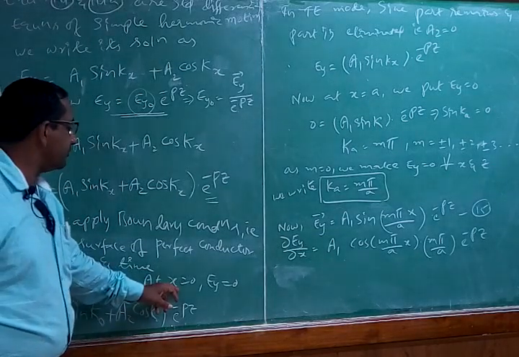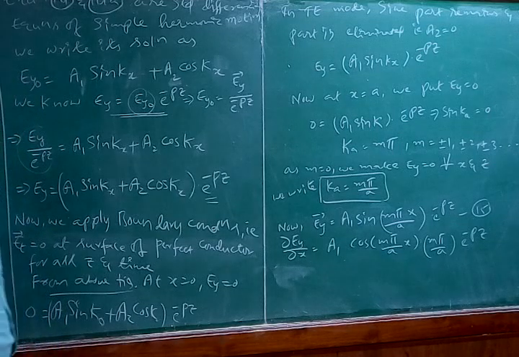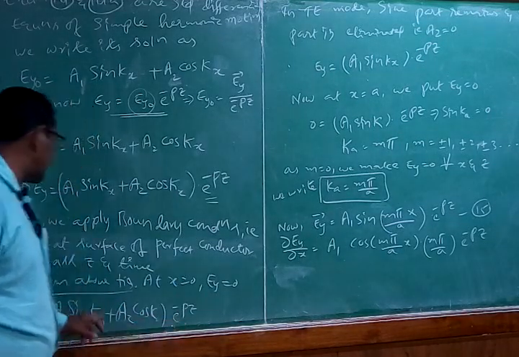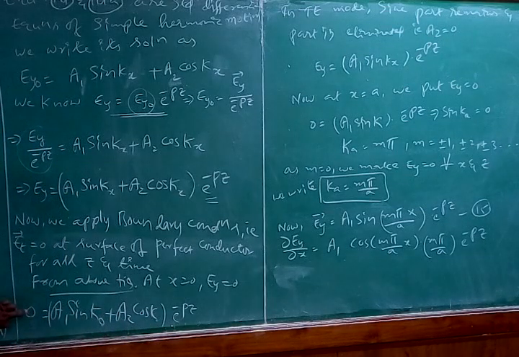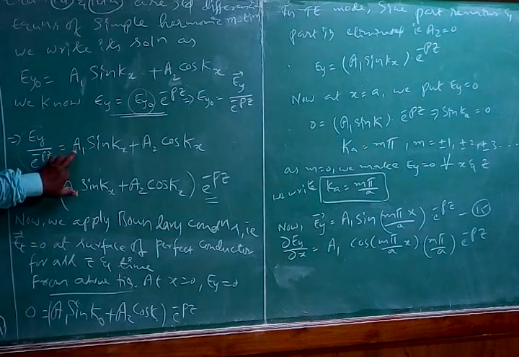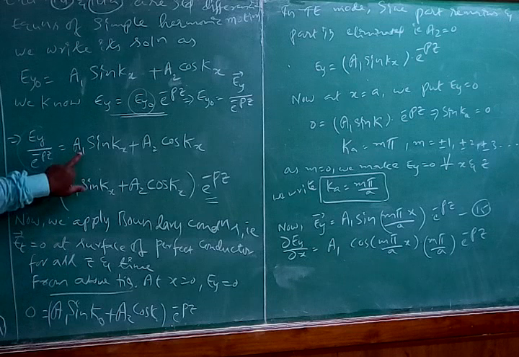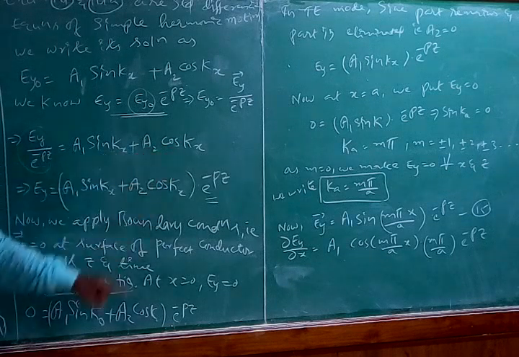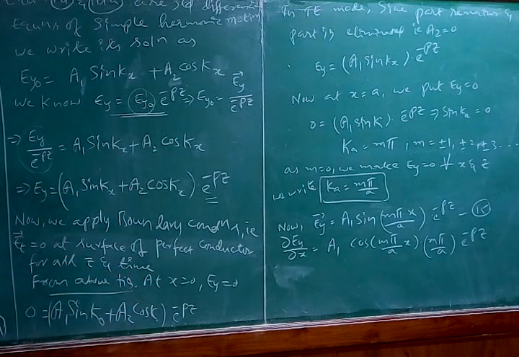So from the above figure, that means the starting figure whatever we have given, we can write x equal to 0. At x equal to 0, what is E_y? E_y is also going to be equal to 0 at x equal to 0, because at x equal to 0 there is no field along the y axis. So E_y is equal to 0, and I can just substitute the same equation over here as A1 sin kx plus A2 cos kx into e^(-pz).